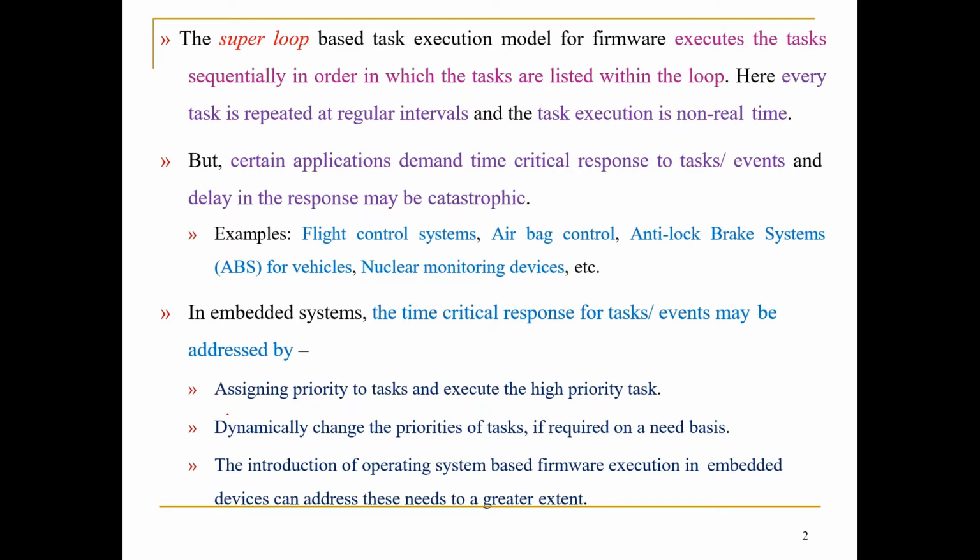Next is dynamically changing the priorities of the task if required, on a need basis. Let me say that your embedded system is running and doing some task or list of tasks, out of which you feel that some tasks are very critical. So when you feel that those tasks are very critical, what you do is you change the priorities of these tasks dynamically based on the requirement.